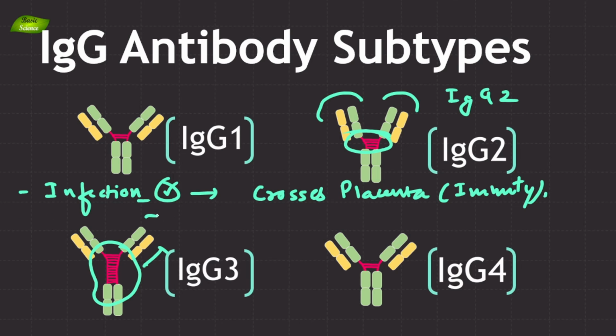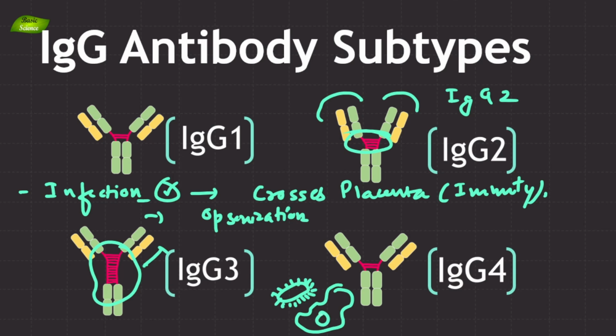Opsonization means covering up the foreign infectious agents. They can attach to the infectious agents, and because of that, they can be phagocytized by the immune cells very, very easily. So opsonization is basically covering the infectious agent, and then phagocytosis, right? So that is another point.